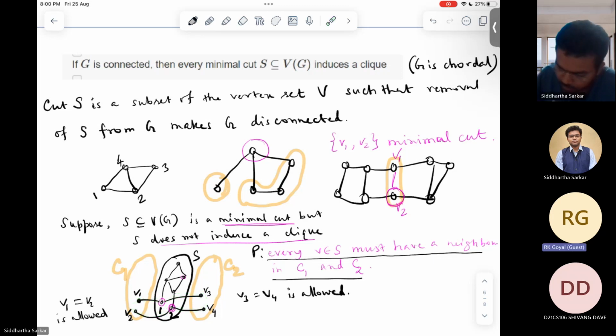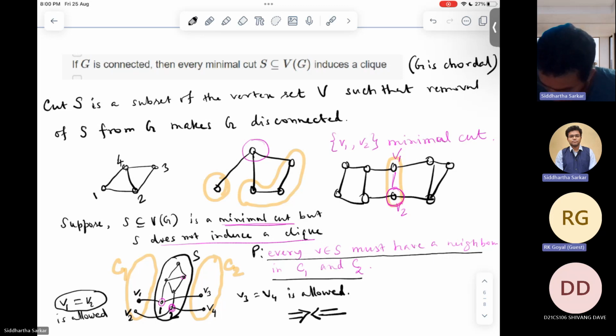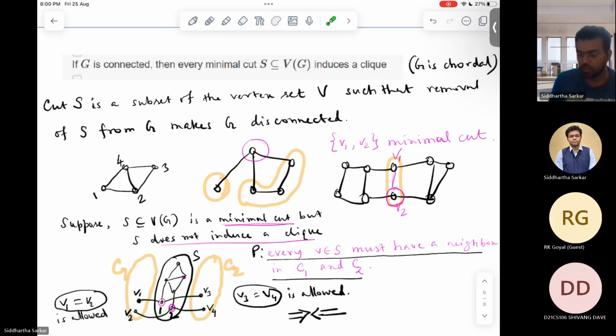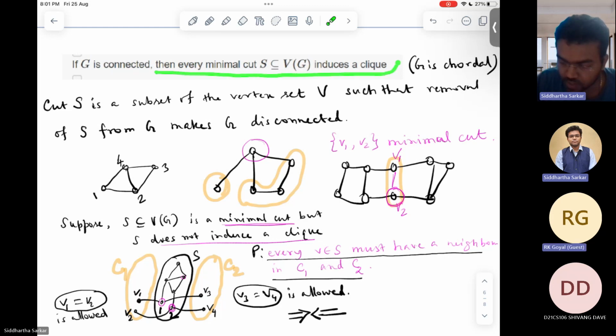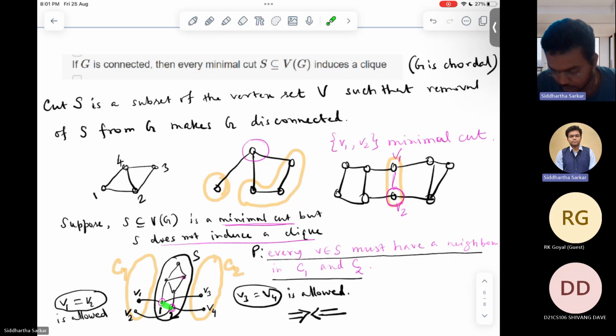Hence, in that case, it can only have a maximum cycle length of 3. But even if V1 is equal to V2 and V3 is equal to V4, then also we'll have a cycle of size 4. So this statement is true because we have arrived at a contradiction. Hence, if G is a connected chordal graph, then every minimal cut in G induces a clique. So such a pair of vertices V1 and V2, which are non-adjacent in S, cannot exist.